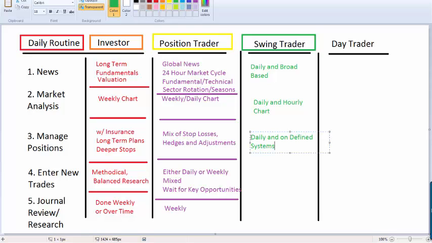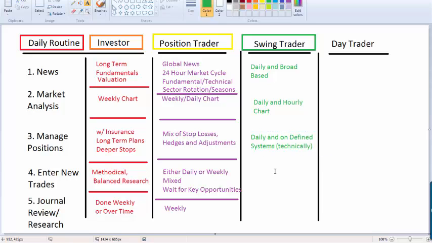Now you may think, well, Tim, isn't every system defined? Not as rigidly as, say, the shorter term traders. A swing trader is really going to be a technically defined system, where a position trader may have different adjustment capabilities or the ability to hedge or whatever you want to name it.